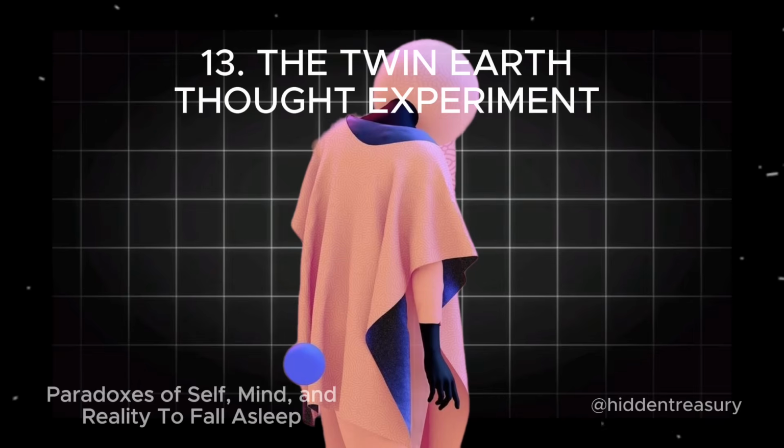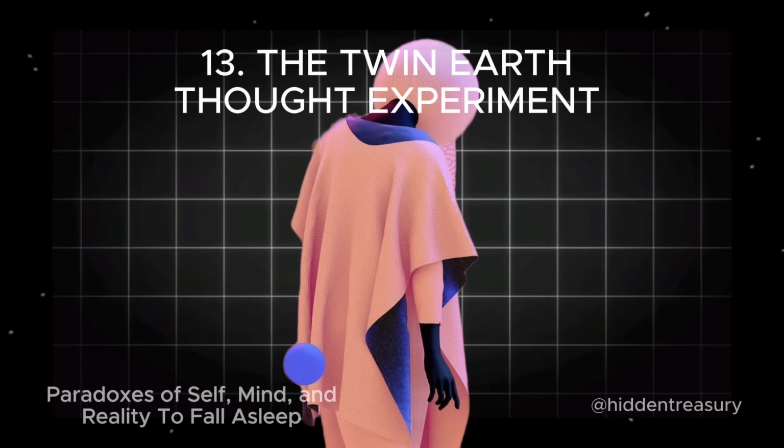One of the most thought-provoking aspects of this experiment is its relevance to modern questions about language and technology. In a world where artificial intelligence and machine learning systems process language, the twin Earth scenario highlights the importance of context. A machine might recognize the word water, but fail to grasp its deeper meaning if it doesn't understand the difference between H2O and XYZ. This shows how critical it is to connect language to the reality it describes.